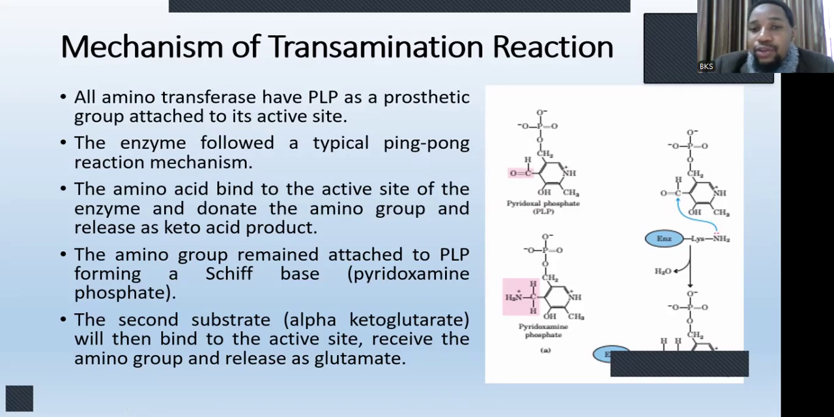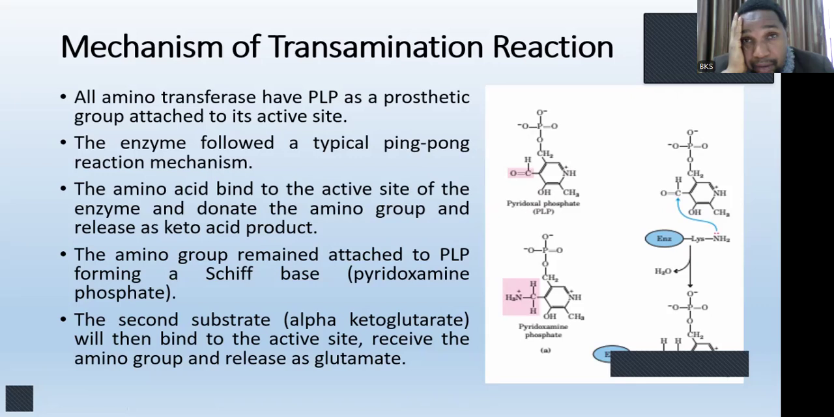Now, alpha ketoglutarate will come into the active site, and it will react with the amino group that is attached to pyridoxamine. Then this amino group will be transferred to alpha ketoglutarate, and it will be released in the form of glutamate. This is a classical type of reaction mechanism we call the ping-pong mechanism. I think if you do enzyme chemistry, you must have done reaction mechanisms, sequential mechanism, and you also talked about ping-pong.